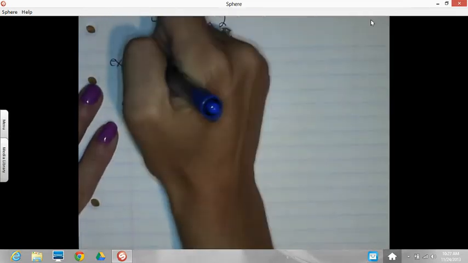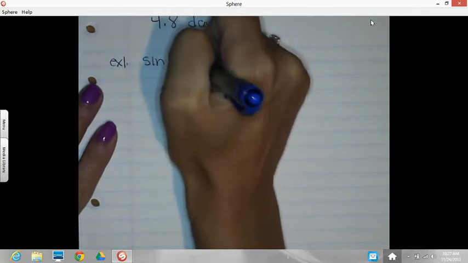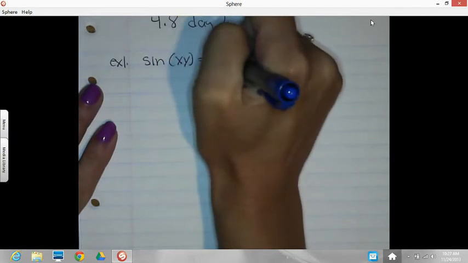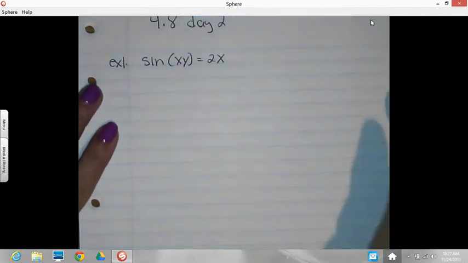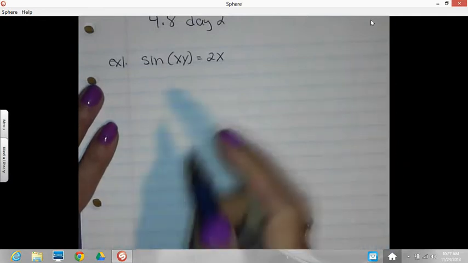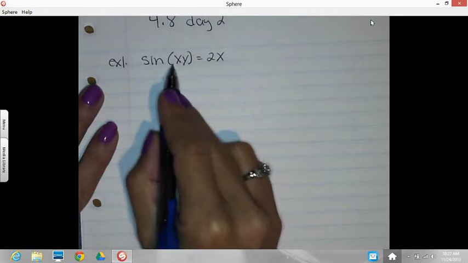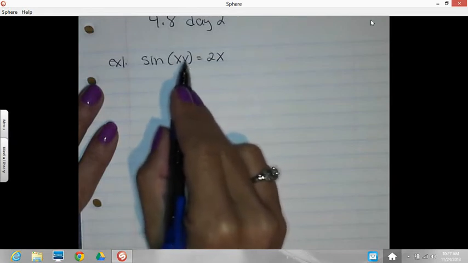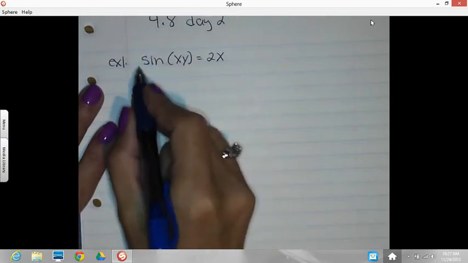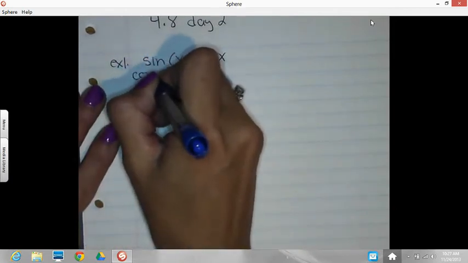we've got sine of xy equals 2x. So definitely not a y equals equation, so we'll do it implicitly. On the left, we've got a trig function with an angle, and the angle you can see is a product rule. So the outside function, though, is the trig function. So derivative of sine is cosine of the angle.